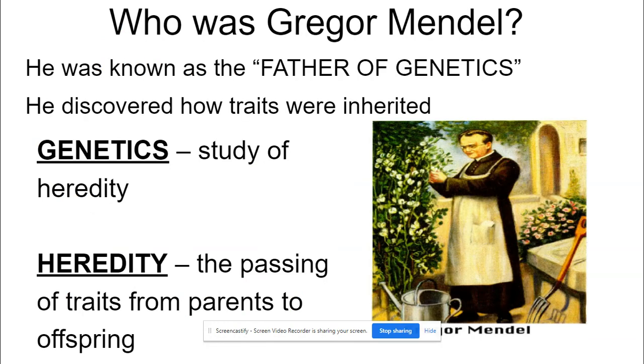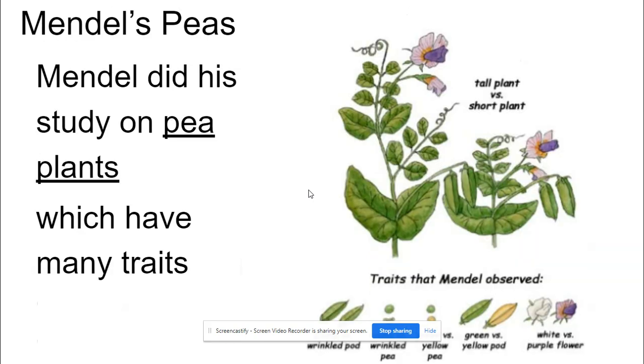Gregor Mendel was known as the father of genetics, and this is where the vocabulary comes into play. Genetics is the study of heredity, and heredity is the passing of traits from parents to offspring. Sometimes students say, well, why do some people call this unit genetics? Why do other people call it heredity? Genetics is actually the study of heredity, the study of how we pass on traits to our offspring. So here's a nice picture of Gregor Mendel in his garden. Mendel worked with peas, and he really lucked out. This was a pretty simple organism for him to study.